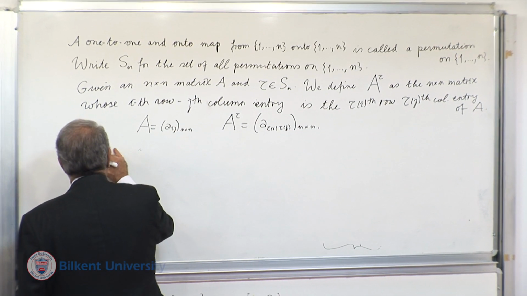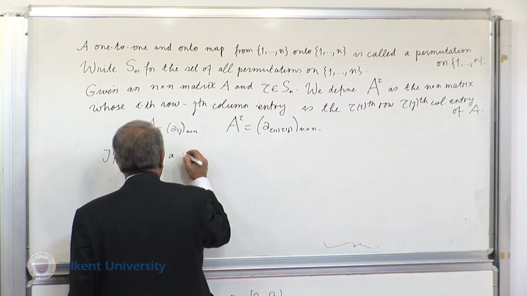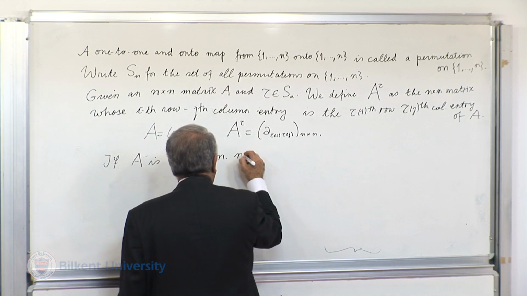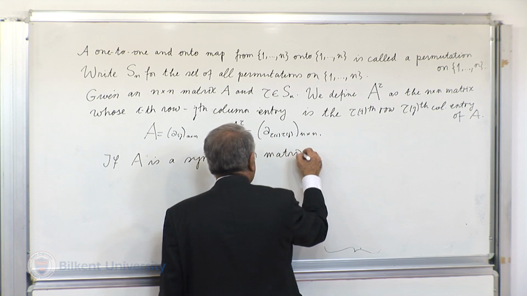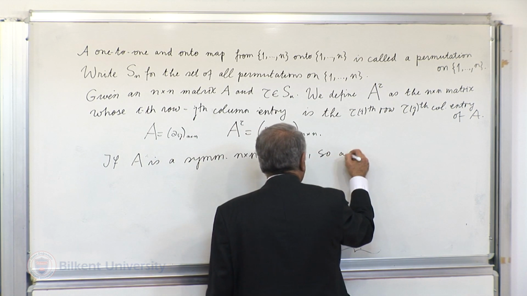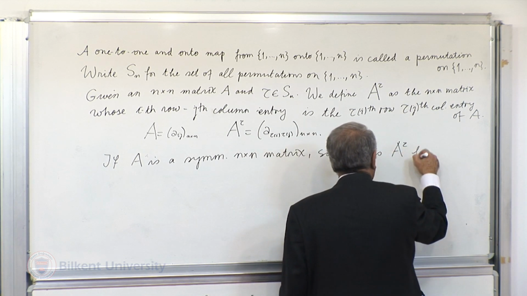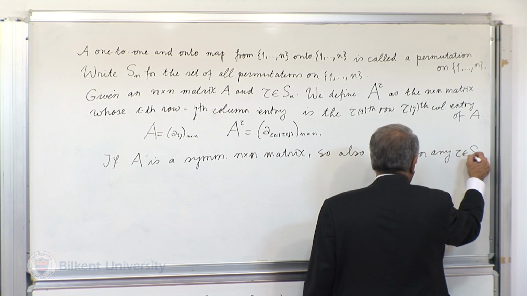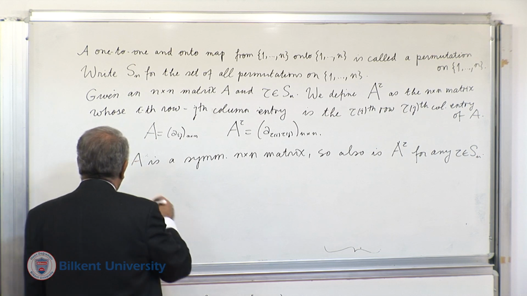If A is a symmetric n by n matrix, so also is A tau for any permutation tau in S sub n. Now we can write our theorem.